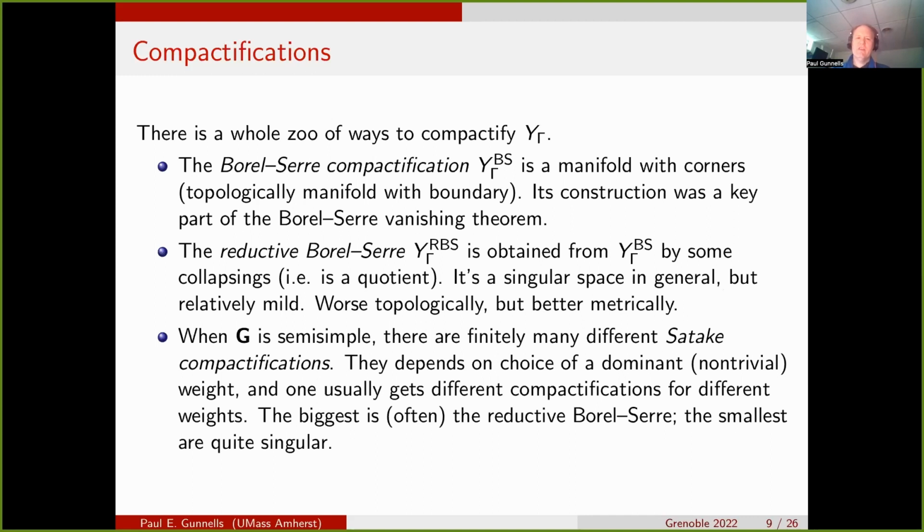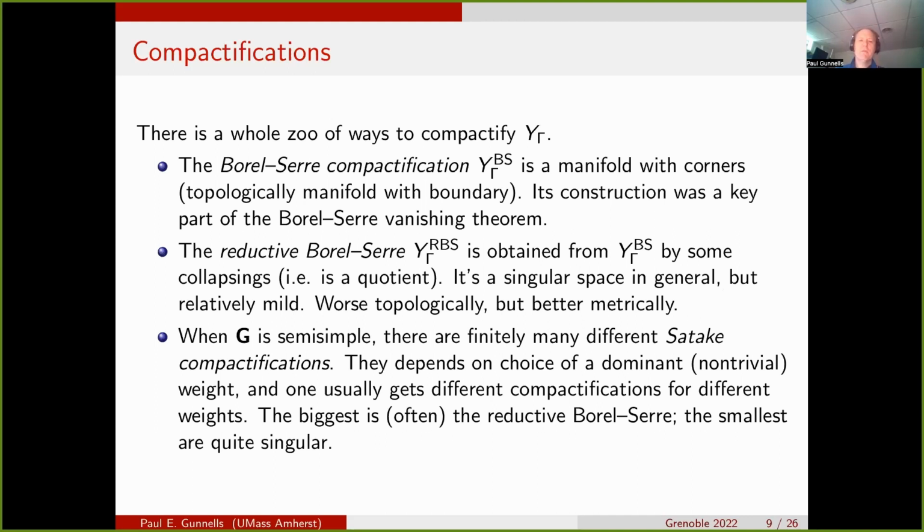And in the Borel-Serre compactification, when you take this nice metric on the interior and you go to the boundary, it becomes degenerate. There are sort of large sets at infinity where that metric is degenerate. Okay, so that's not so great if you're trying to do differential geometry. But the reductive Borel-Serre rectifies that problem. In the reductive Borel-Serre, the metric on the interior does extend to a non-degenerate metric on the boundary. So you're exchanging one thing for another. It's worse topologically because it's singular, but metrically, at least you have a non-degenerate metric, which some people are very happy about.